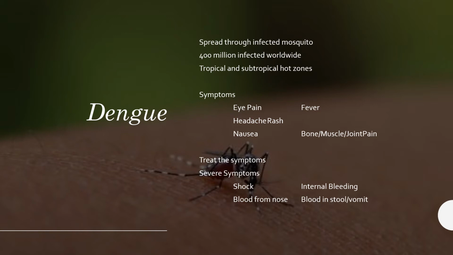We really want to note those signs and symptoms of a severe case of dengue. So any blood or nose from the stool, vomit, nose, etc., and transport immediately. And the only way to know if we have dengue is going to be a blood test.